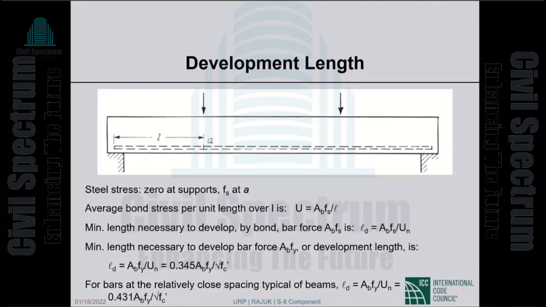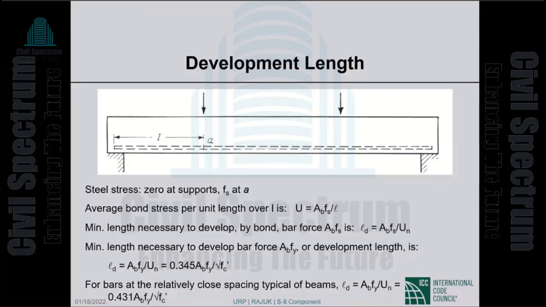Okay, so steel stress is 0 at the supports. There is no bending moment, there is no stress in the reinforcement. So f sub s is 0 at the support, and in this section A, the steel stress is f sub s. We just denote it by f sub s, whatever it is.